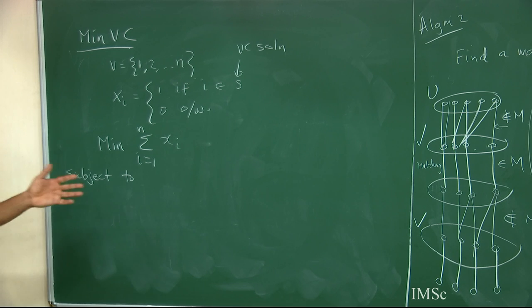I mean, if I really want to minimize, that's all I have, I don't have to pick anything, the empty set, and have a solution. But I have some constraint to meet. What is the constraint? Every edge needs to be covered, right?